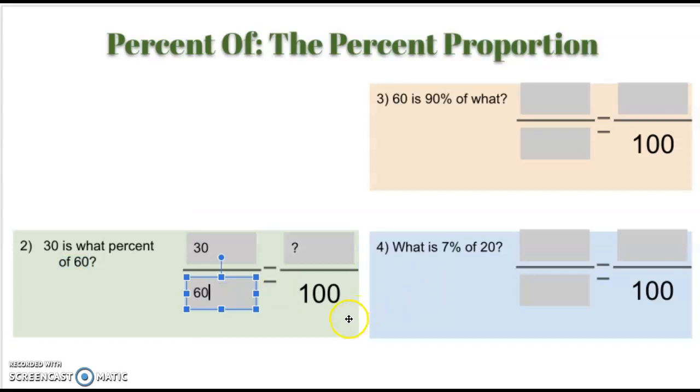Okay, now you don't even have to solve this. You can just look at it. 30 over 60. If you were to simplify that, that's 1 over 2, right? So what's half of 100? It's 50.